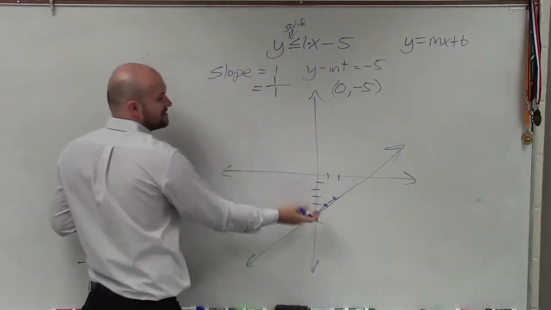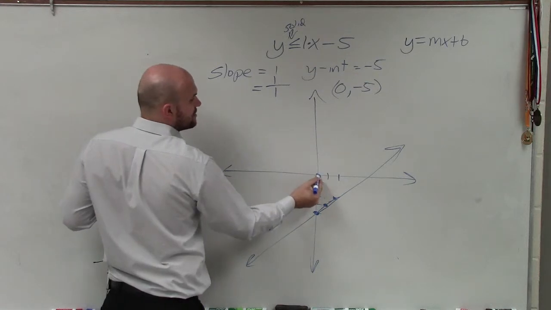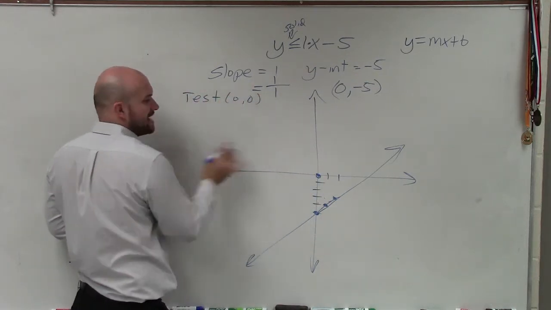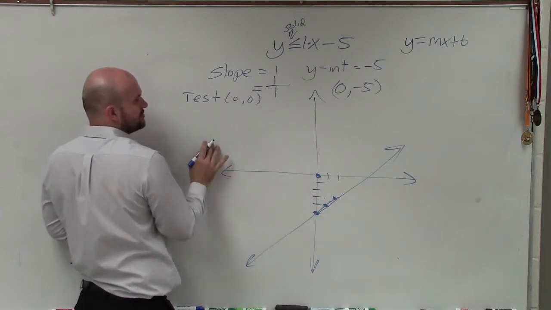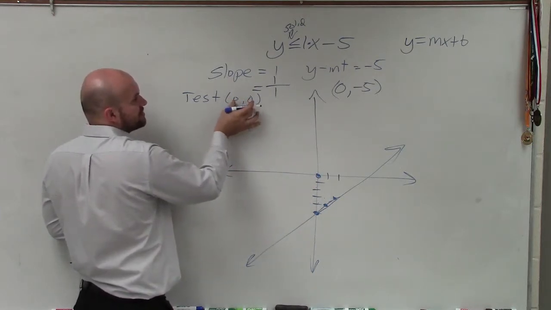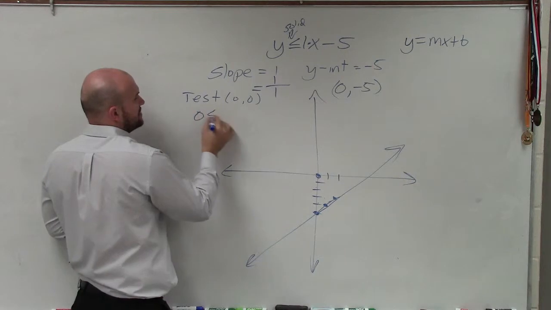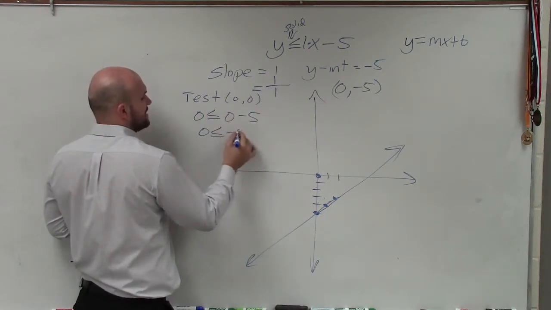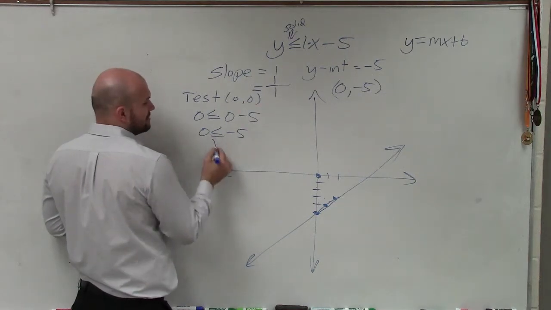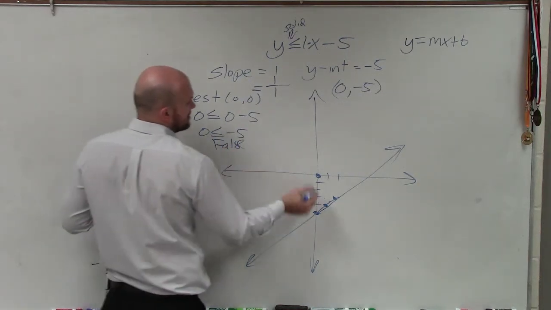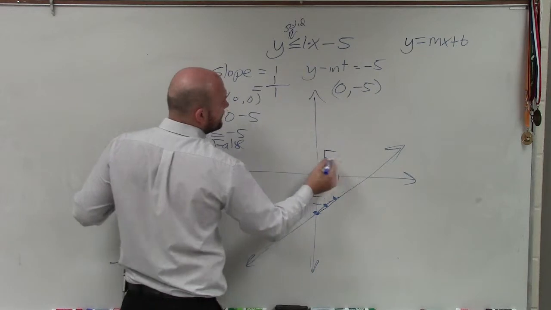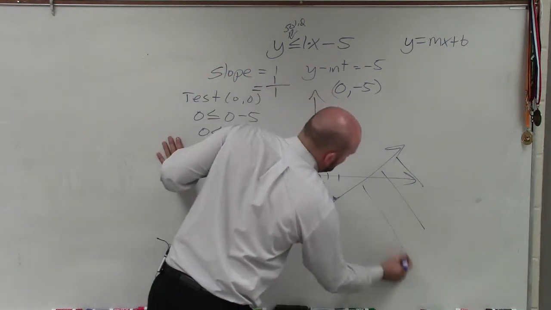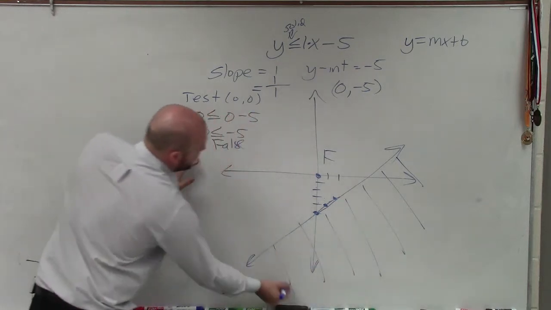And now we need to test, do we shade above or below? So I'm going to use my test point, and I'm going to test the origin, because as long as my graph does not go through my test point, I can use that as a test point. Now I just plug 0 and 0 for x and y. So I have 0 is less than or equal to 0 minus 5. 0 is less than or equal to -5. 0 is not less than or equal to -5, so that is false. So since that is false, that means all the points that are above the line are false, and all the points below the line are now true.